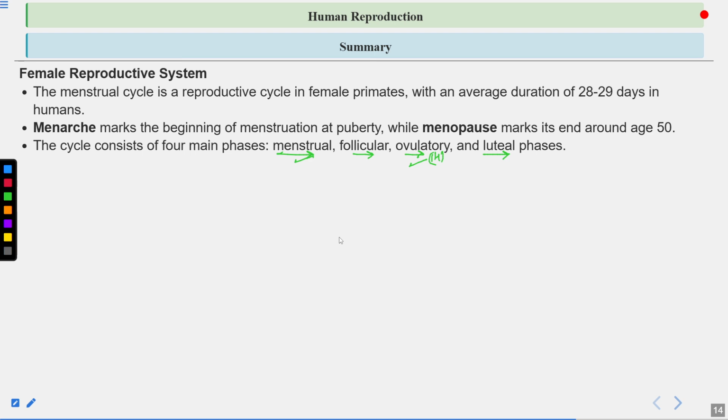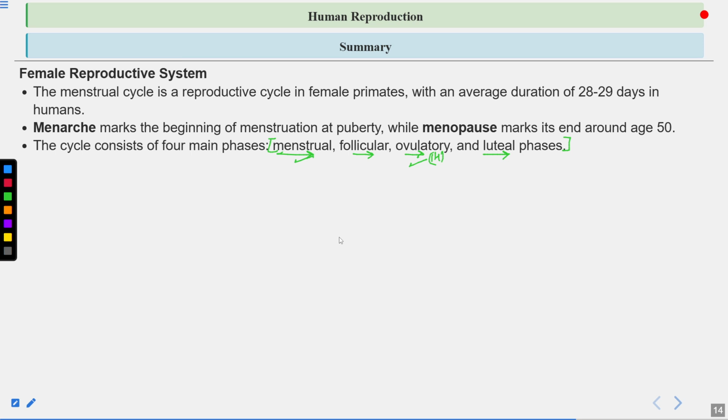And the last one is the luteal phase. What happens in the luteal phase? There is the development of the corpus luteum. This corpus luteum acts as a temporary endocrine gland. So you should remember all these phases. Then you should mention what is happening to the uterus wall, the endometrium, what is happening to the ovarian hormones, and what is happening to the anterior pituitary hormones, and what are the levels of these hormones in these different stages.